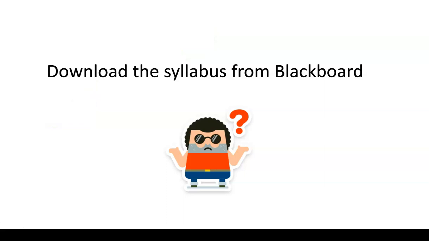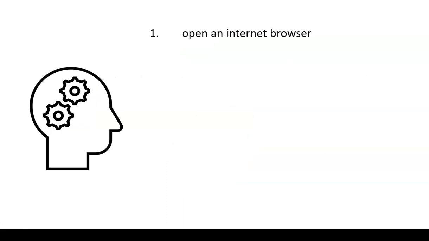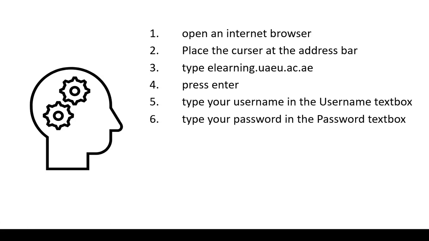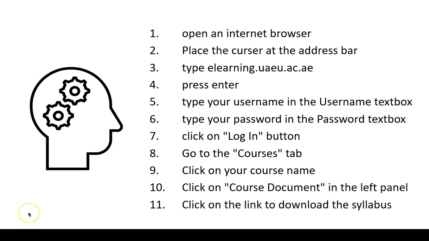An algorithm would look more like this. Open an internet browser. Place the cursor at the address bar. Type this address. Press enter. Type the username. Type the password. Click on login, and so on. You do follow this algorithm when you go to Blackboard, but I don't need to give you all these instructions because you know how to do this.